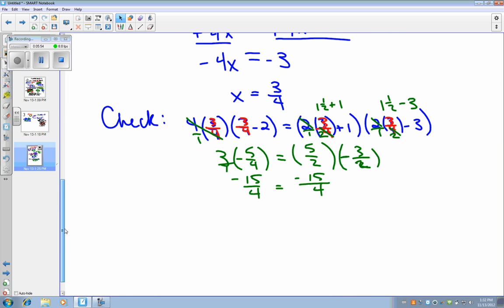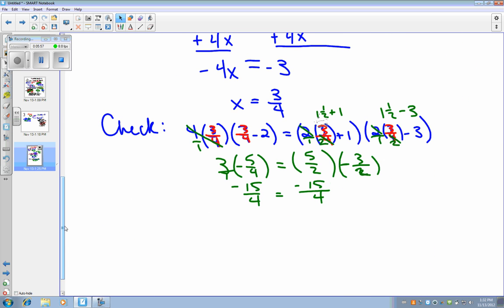So there's my final answer, that x equals 3/4. And I know that I got it right because I checked it.